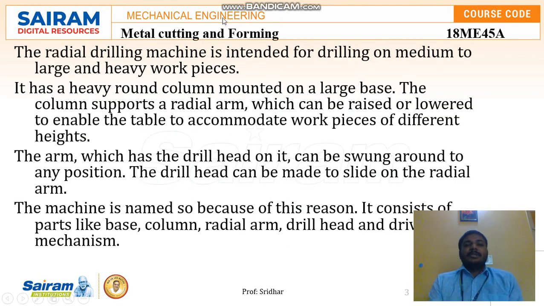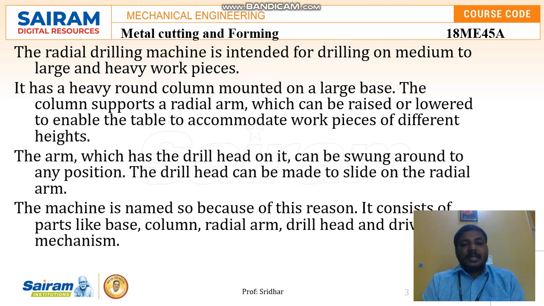The radial drilling machine is intended for drilling medium to large and heavy workpieces, which can be easily drilled. It has a round column mounted on a large base. The column supports a radial arm which can be raised or lowered, that is, adjusted to accommodate different types of workpiece at different heights.